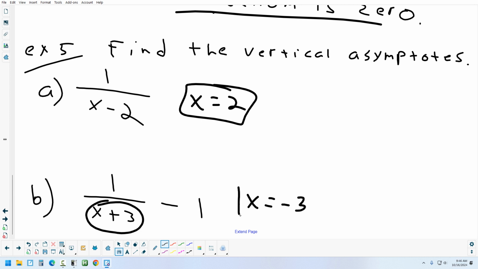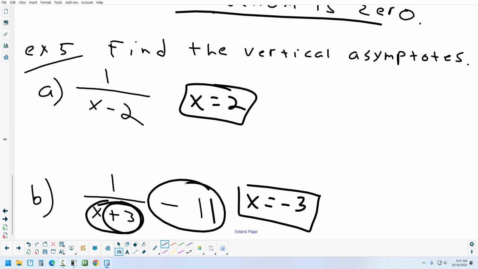What would be the vertical asymptote now? Negative 3. Still -3. Making it -11 didn't change the vertical asymptote. What did it change? Yes, it did change the horizontal, because we talked about that. The horizontal just changed, but not the vertical. So this number affects the vertical, and this number affects the horizontal.